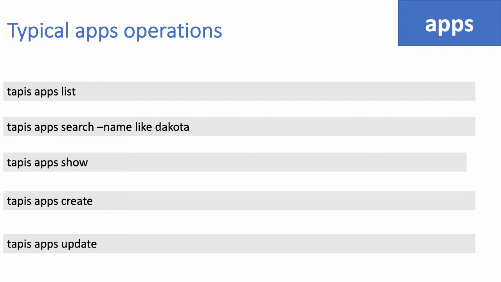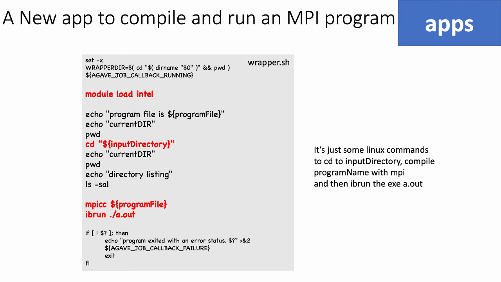We can search for an app. We can show the details of an app with TapisApp show. We can create an app and we can update an app. So what we're going to do today is create a new app to compile and run an MPI program. So this is going to be our wrapper.sh.